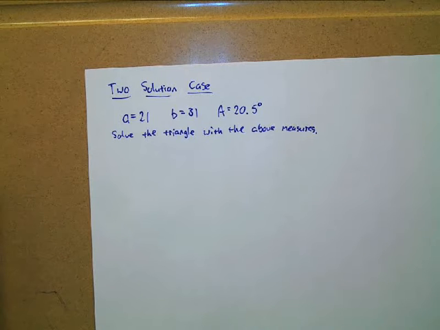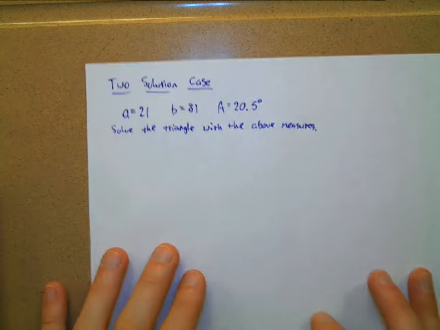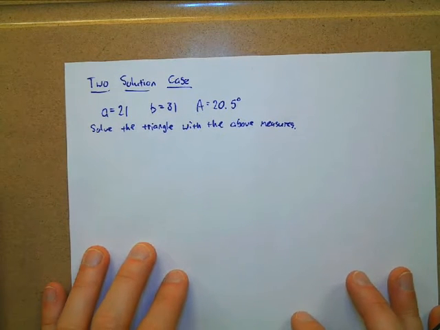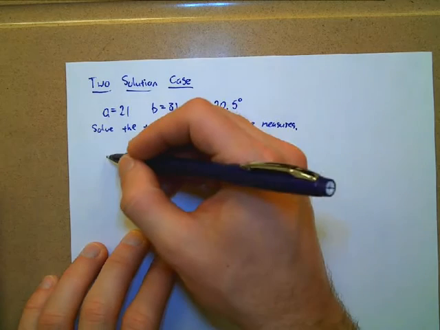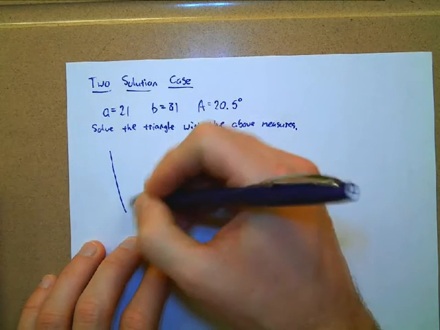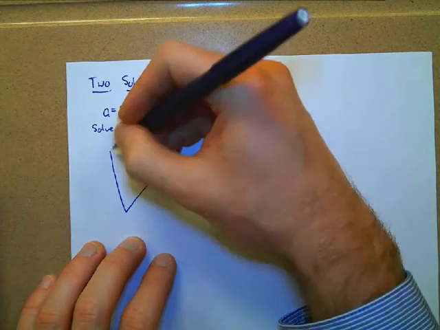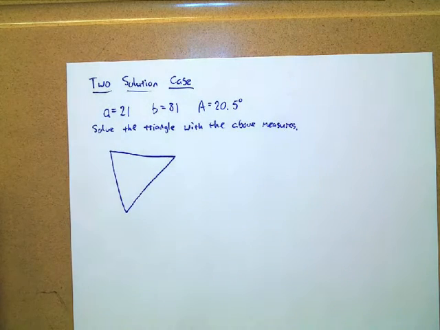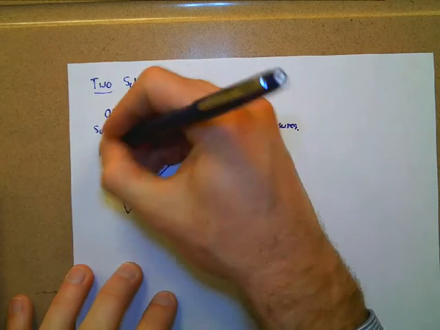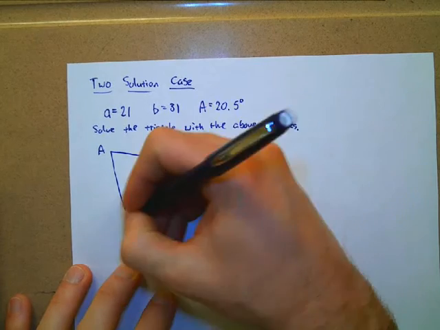So again, I'm just going to draw a triangle here. It may or may not end up being acute like this. Who knows? We're just going to draw and label. So put A there, B there, C there. I know angle A is 20.5 degrees. Side A, opposite angle A, is 21. And then side B, which is opposite angle B, is 30. Okay. So there's our setup.